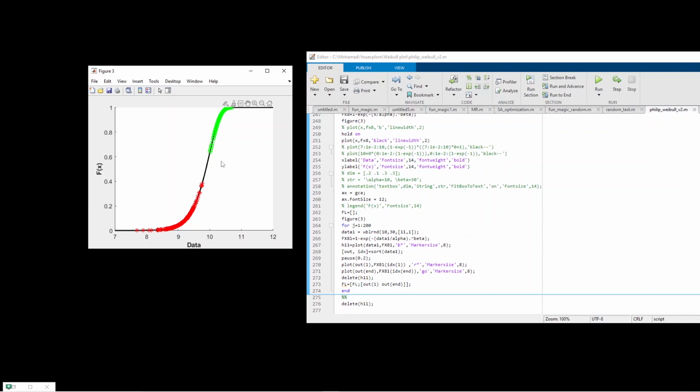Now, when we have 11 random data, we don't know where the first point is. From this distribution that we have, we don't know where the first point is. Maybe it's here, maybe it's here. We don't know where the last point is. Maybe it's here, maybe it's there.